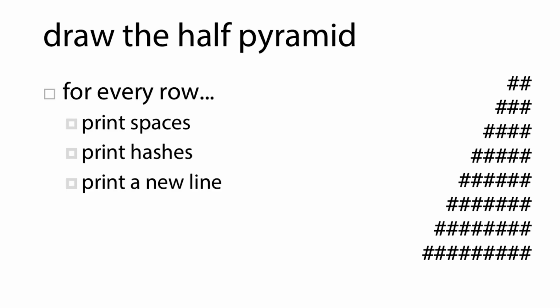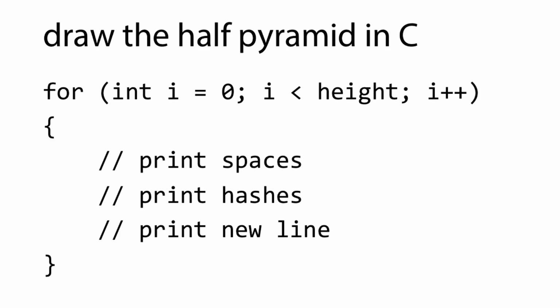Okay, so now that we've prompted and validated the user input, it's time to draw the half pyramid. The pseudocode is going to stay the same because the logic isn't changing. For every row, we'll want to print the requisite number of spaces, hashes, and then a new line after we've finished each row. In C, we did this by executing a for loop for int i equals 0 all the way till height. And within that for loop, we printed the spaces, printed the hashes, and then a new line.